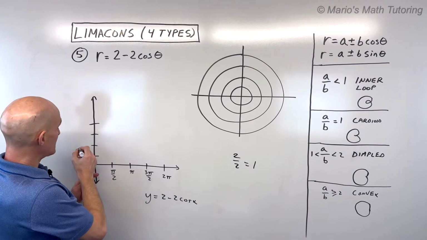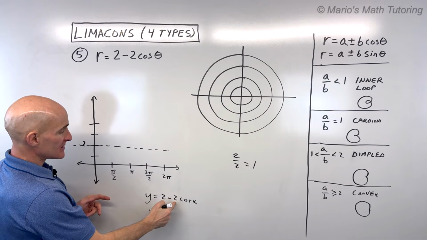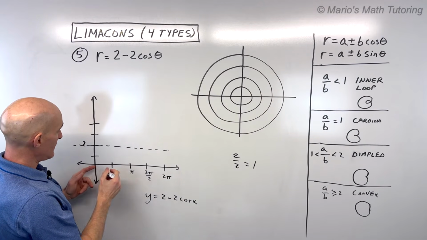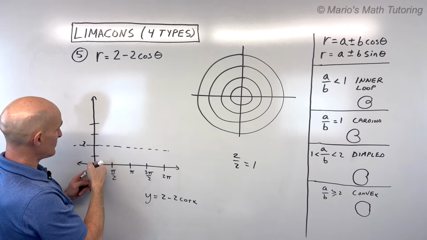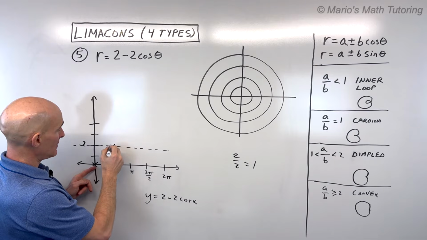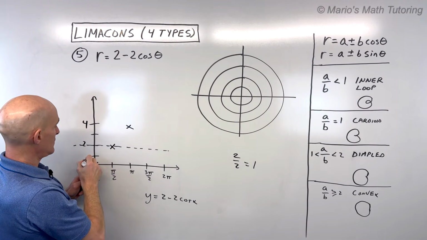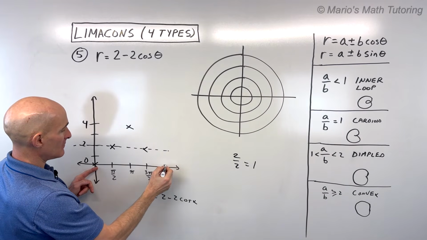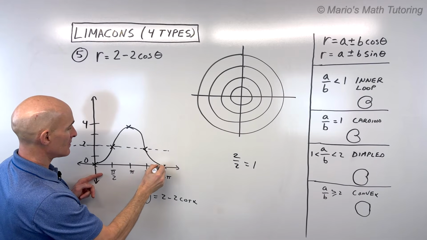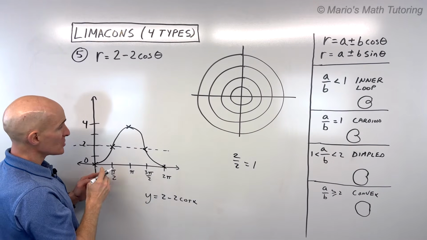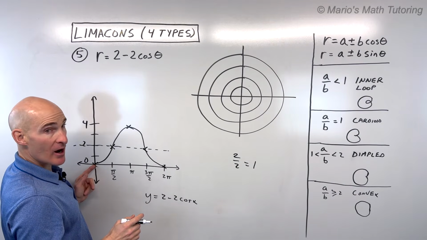The 2 we know shifts everything up 2. This is a cosine graph that's been reflected, with an amplitude of 2. So cosine normally starts at the maximum. Now it's going to start here at the minimum. Midline, maximum, back to the midline, and back to the minimum. So the graph would look something like that, roughly. Okay, so now at 0 radians, we're at an r value of 0.